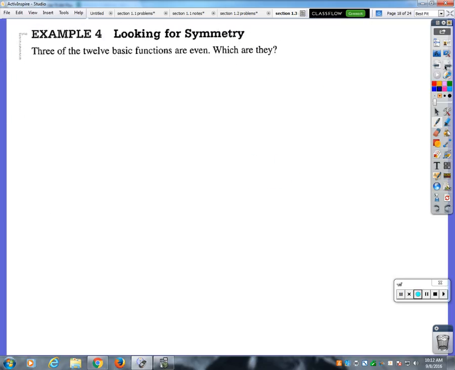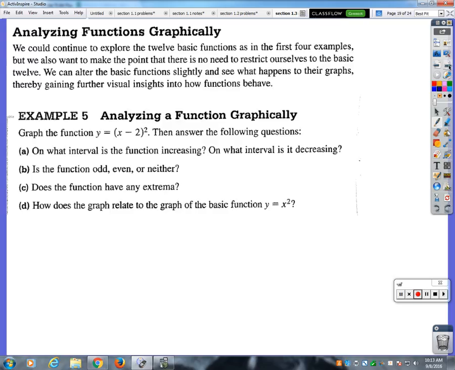Good. Okay, 3 of the 12 basic functions are even. And when you're talking about graphs, the way to find out whether it's even or odd is just to look at symmetry. So when they say even, they're saying they're symmetric with respect to the y-axis. So what 3 of these functions are symmetric with respect to the y-axis? X squared, cosine, and absolute value, okay? Sine is not because it's shifted off.